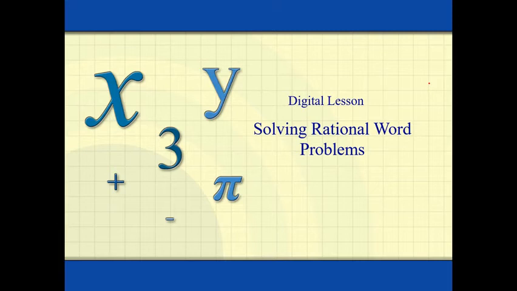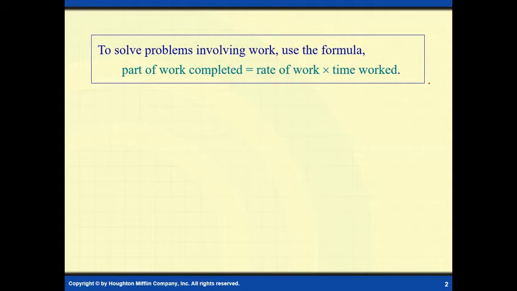Know about multiplying, dividing, adding and subtracting rational problems, and we're going to apply it to some word problems. The word problems in the real world that rational problems look like, one of them is called involving work. So if you're trying to estimate out your construction job, you would be using rational functions. So you have part of the work completed is equal to the rate of work times the time worked.